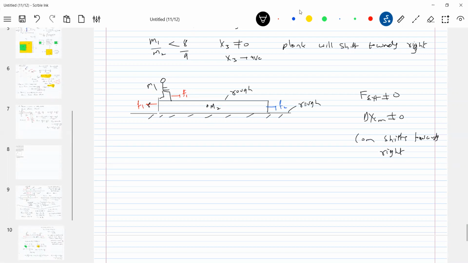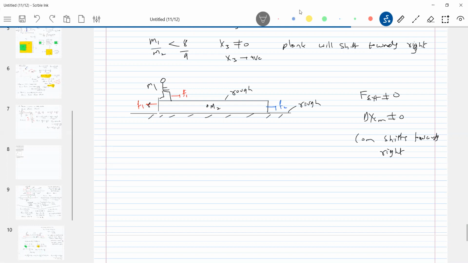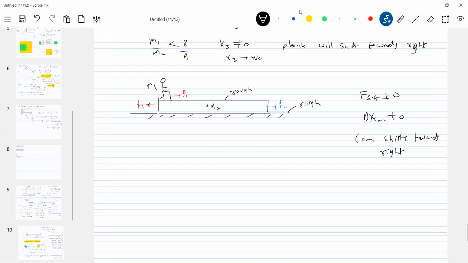Because initially, the person and Planck are at rest, and the person starts walking. Let's assume that the friction F1 is a static friction and it can overcome the kinetic friction F2. Whether F2 is static or kinetic, irrespective of that, the Planck will shift, or even the Planck stays at rest. Net external force is acting on the system, and the center of mass will shift in the direction of the net external force. So the conclusion I can write: center of mass shifts towards right. Reason for that? Because F2 will become external.